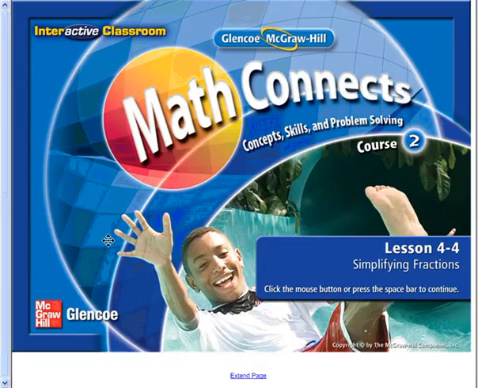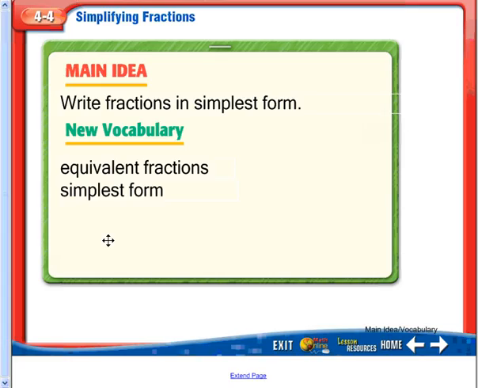In lesson 4-4, we'll be using greatest common factors to simplify fractions into simplest form. Equivalent fractions. Examples of equivalent fractions for 1/2 are 2/4, 3/6, and 4/8. All of these are ways to write the fraction 1/2. Simplest form for 1/2 would be written as 1/2.